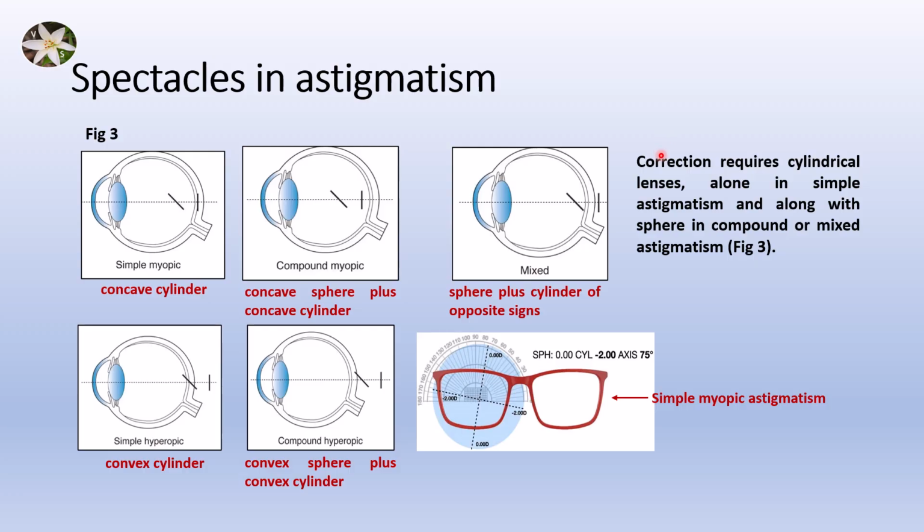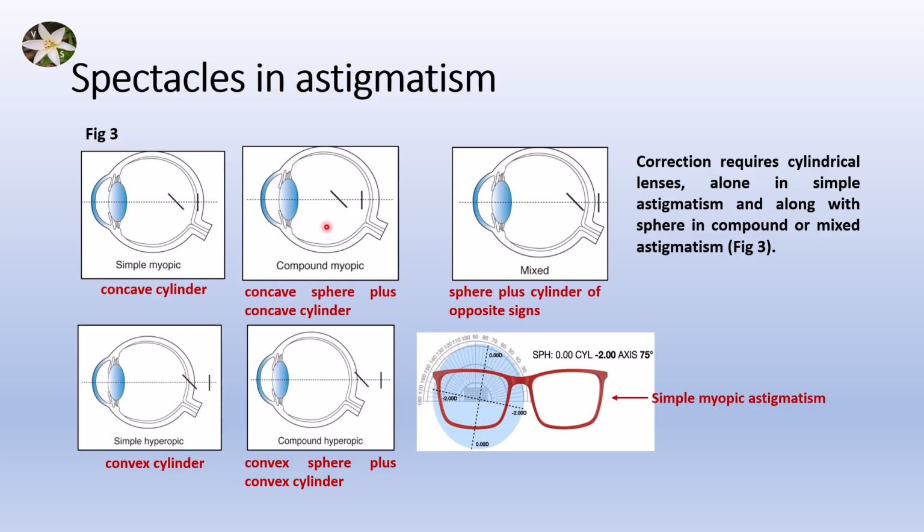Astigmatism correction requires cylindrical lenses alone in simple astigmatism and along with a sphere in compound and mixed astigmatism. Now if you look at this figure of simple astigmatism, one axis is emmetropic and the other is myopic here and hypermetropic here. So in these cases you would require a minus cylinder to bring the focus of this axis to the retina, and here you would require a plus cylinder to get the focus of this axis on the retina.